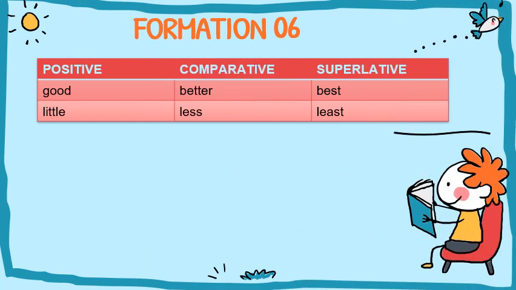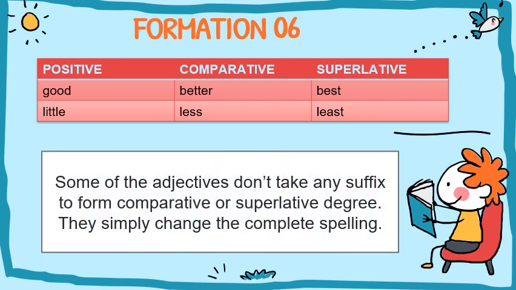Here is formation number 6. Good, better, best, little, less, least. You can see that these examples are not following any rule at all. They are just simply changes. So here is a rule. Some of the adjectives don't take any suffix to form comparative or superlative degree. They simply change the complete spelling.